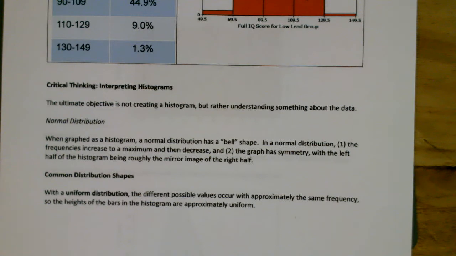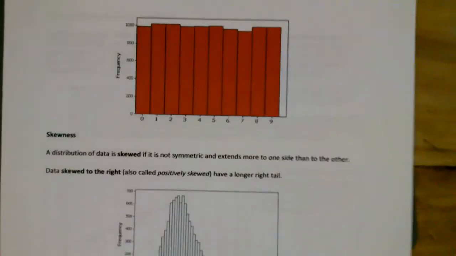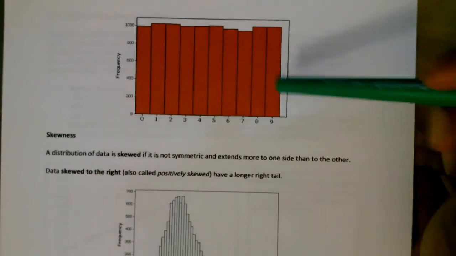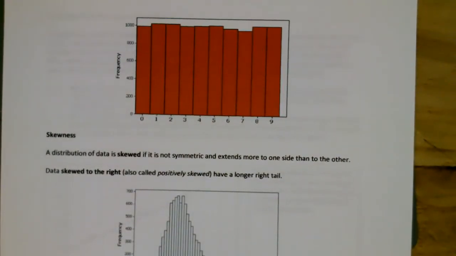Okay, and here are some common distribution shapes. One of them is a uniform distribution. With a uniform distribution, the different possible values occur with approximately the same frequency. So the heights of the bars in the histogram are approximately uniform. And on the next page, you'll see a graph that looks like a uniform distribution.